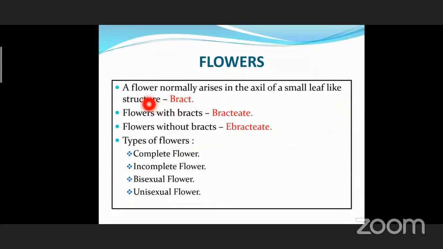Flowers. A flower normally arises in the axil of a small leaf-like structure called bract.